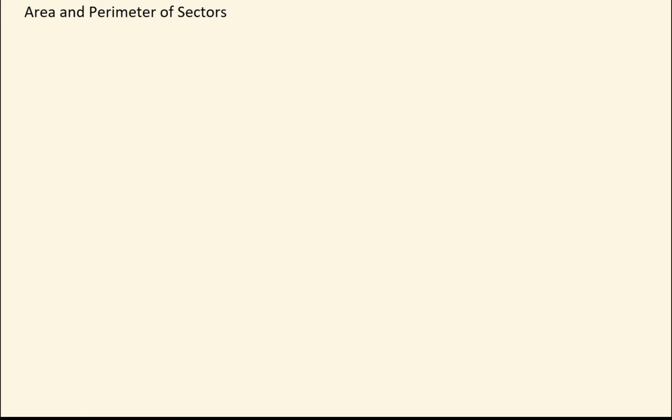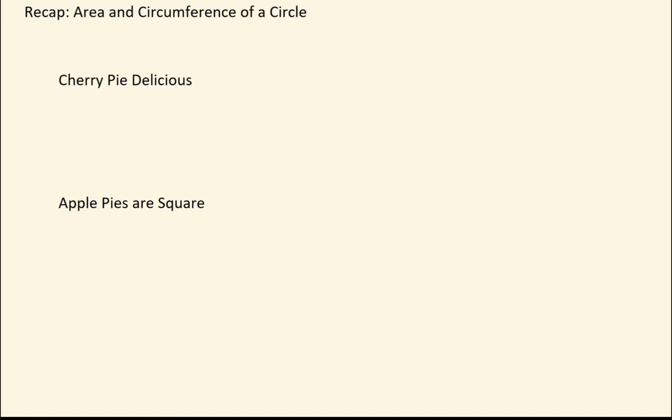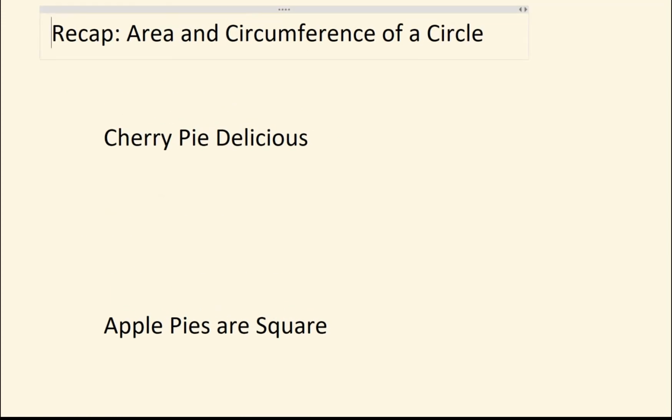Hi, here we're going to look at how to work out the area and perimeter of sectors of circles. So first, to recap, for GCSE exams you need to remember the formula for the area and circumference. For that we have these two phrases, rhymes, whatever. Cherry pie delicious, that tells you the circumference equals pi times the diameter.